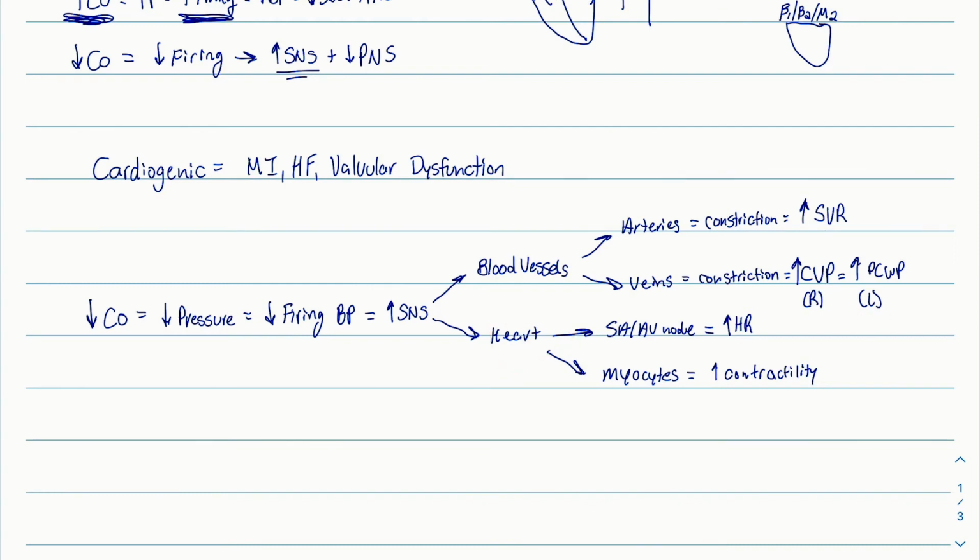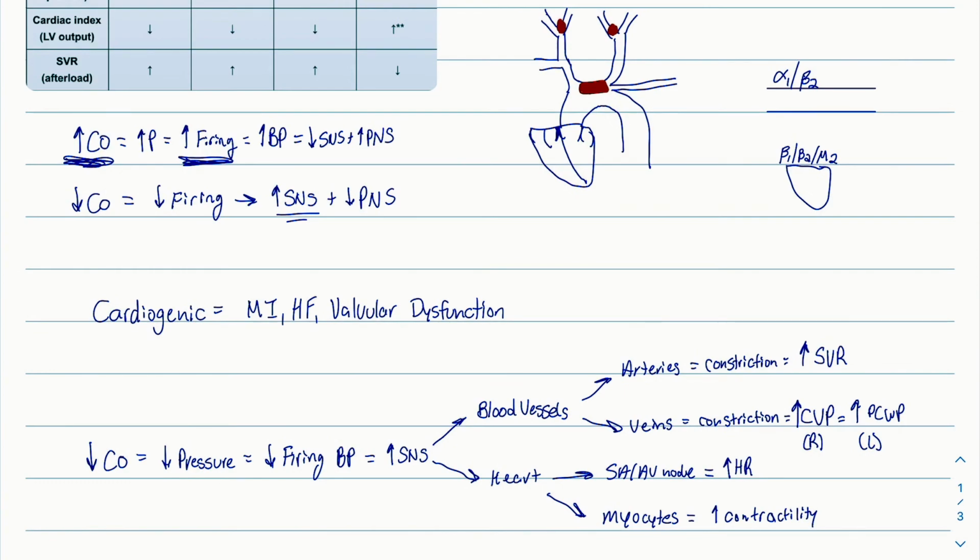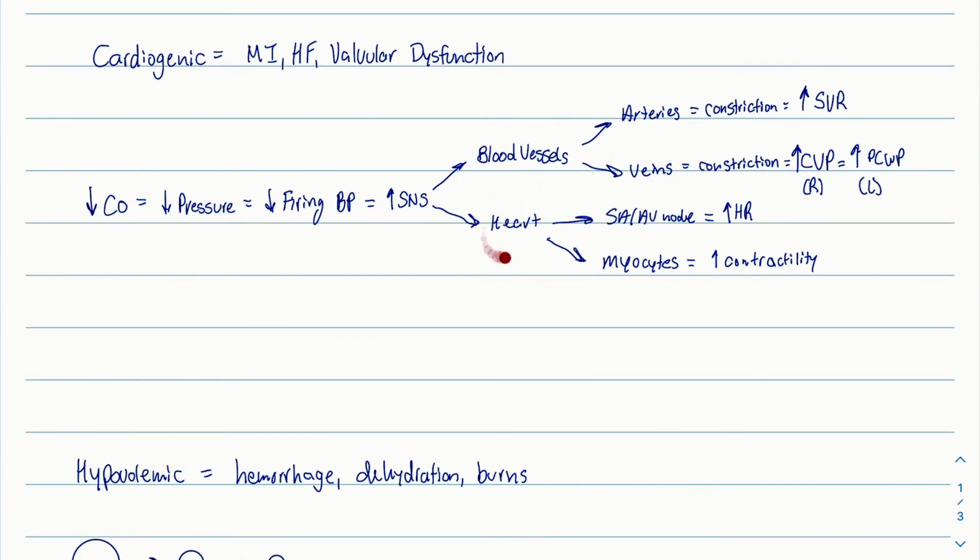At the level of the heart itself, we have an increase in heart rate due to the fact that we're stimulating the nodes, more specifically the AV node, because the AV node's refractory period is what determines the heart rate itself. So more specifically, we're just increasing the heart rate. And then on the myocytes itself, we have an increase in contractility, all leading to try to restore the drop in cardiac output. So essentially, we're looking at two systems, blood vessels and heart, and how they respond.